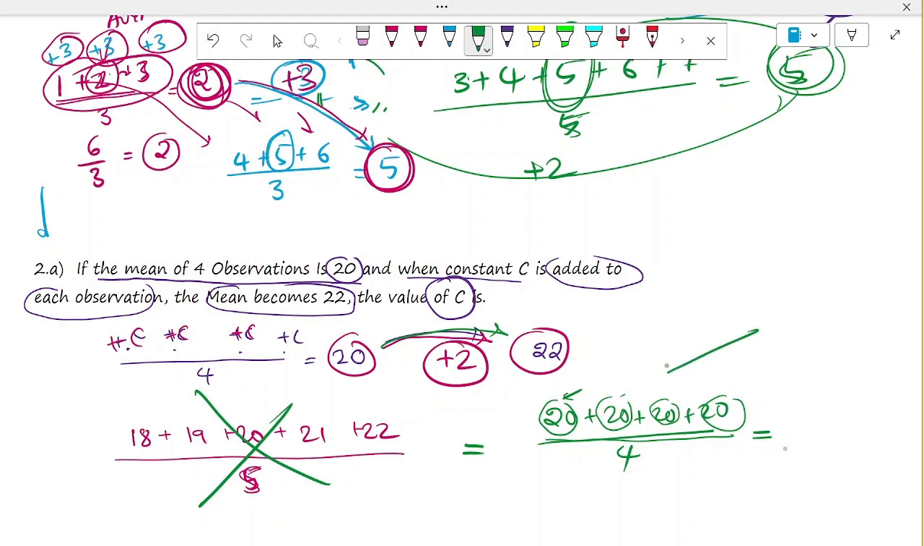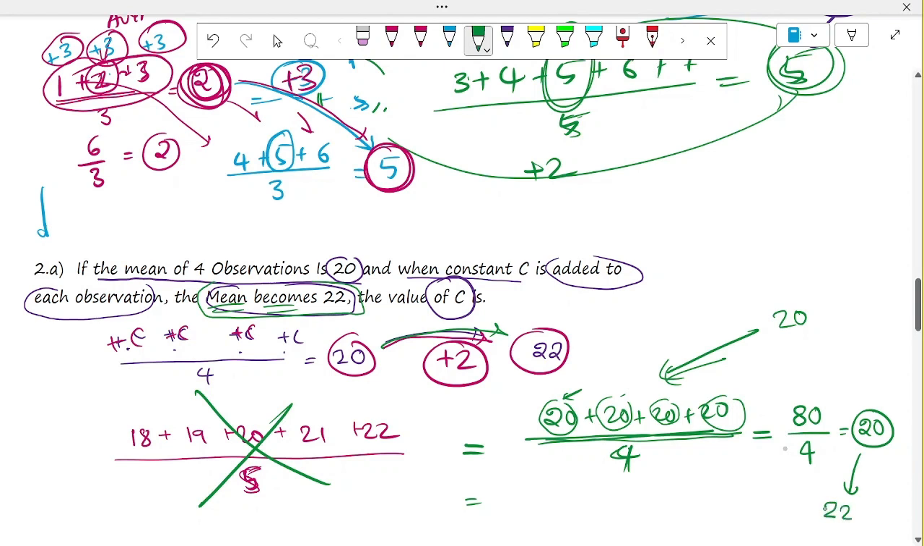So the average of this is 20. If you want, you can solve and check. 20 plus 20 plus 20 plus 20 is going to be 80 divided by 4. So 80 divided by 4 will be equal to what? 20. So if all values are the same, then when you find the average of that, it will be equal to 20 only. Now what is our task? You need to make sure that the mean becomes 22, meaning you are increasing the mean to 22.